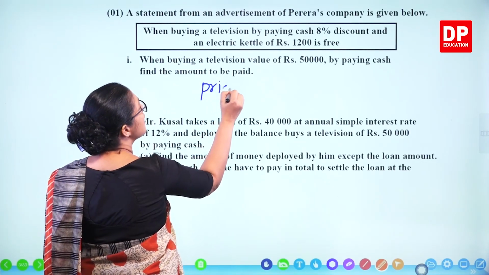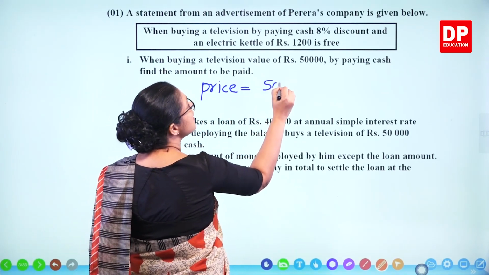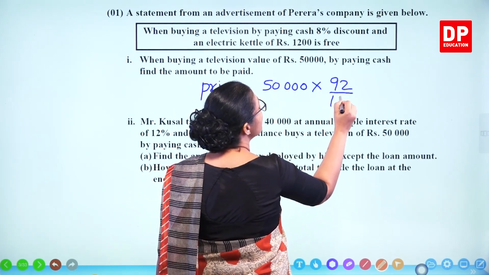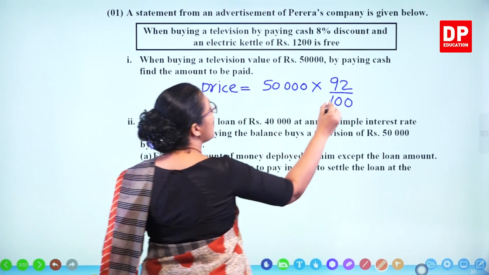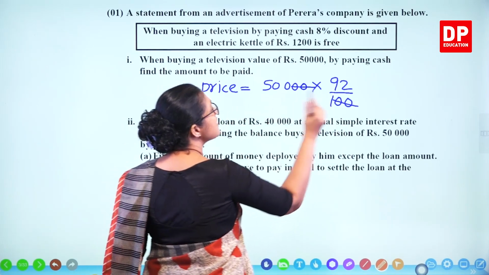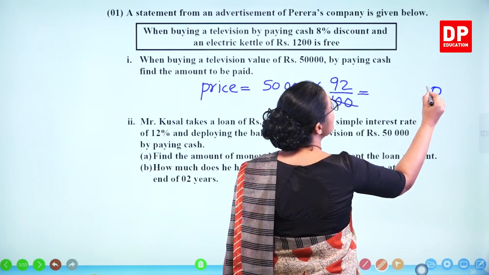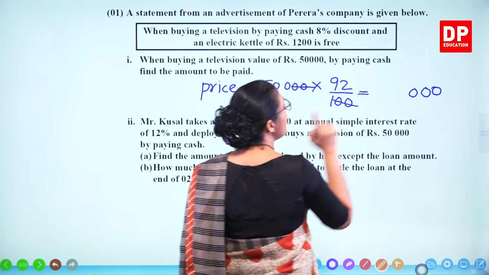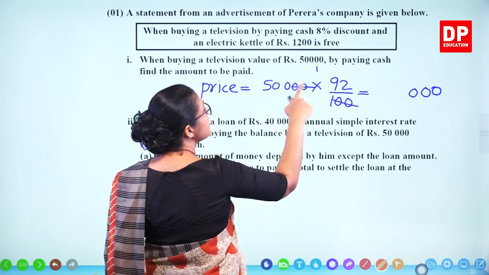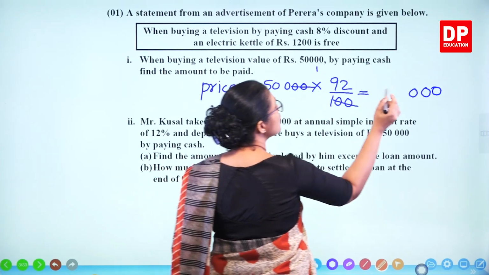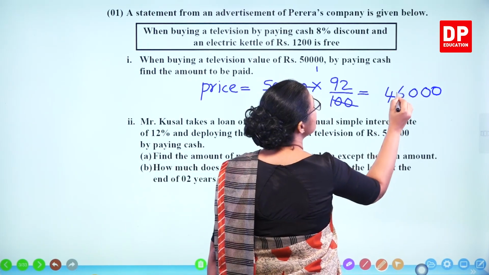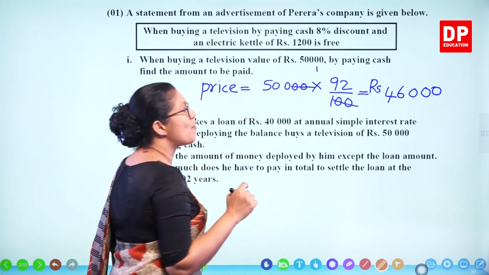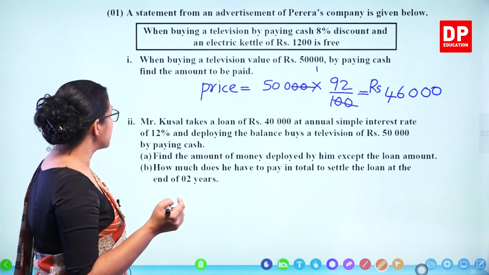So the price becomes 50,000 times 92 over 100, with the 8% discount. 2 zeros get cancelled out. Put 2 zeros and multiply by 5. 5 times 2, 10. 1 remaining. 5 times 9, 45, plus 1, 46. So the new price is 46,000 rupees.